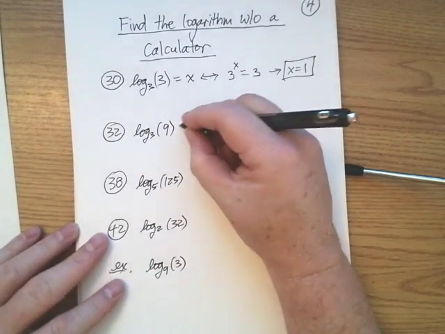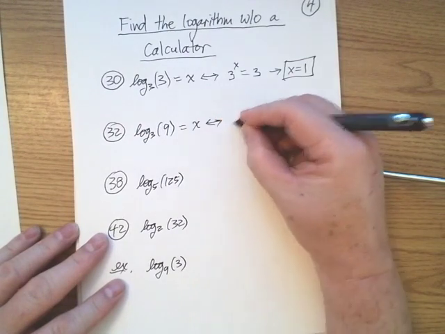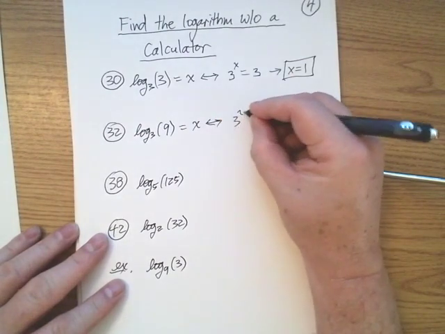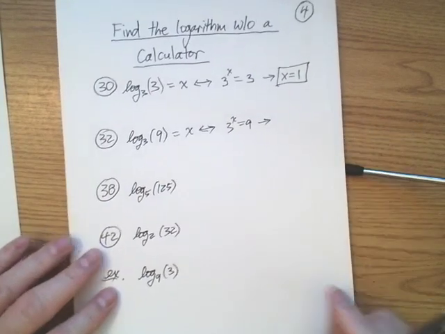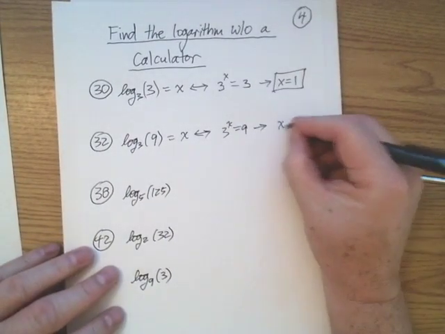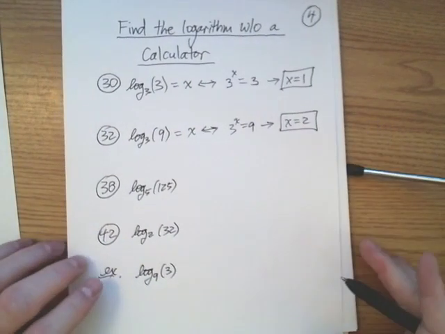How about 2? Okay? I think the answer is 2. What would this be equivalent to? 3 to the x power is 9. Okay, I essentially was doing this in my head here. X is equal to 2. It is indeed true that 3 to the second power, or 3 squared, is 9.